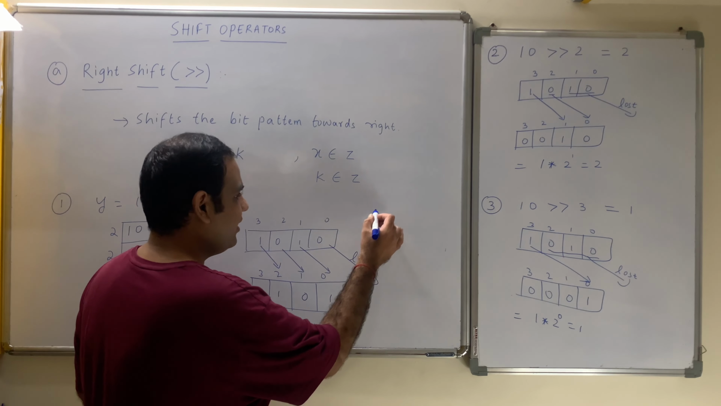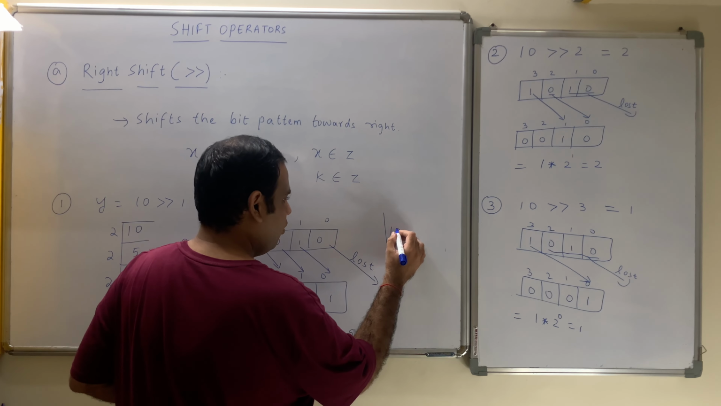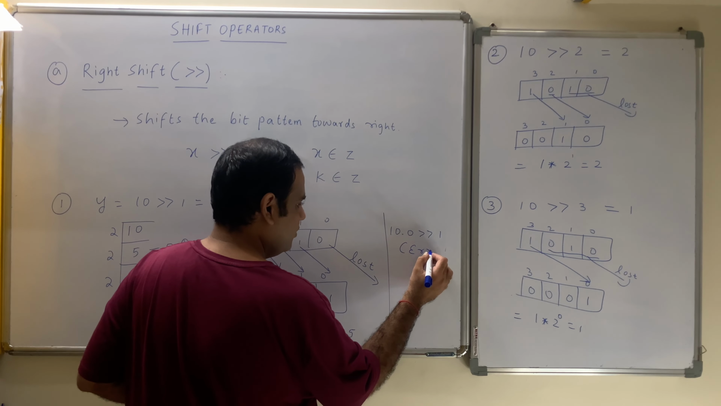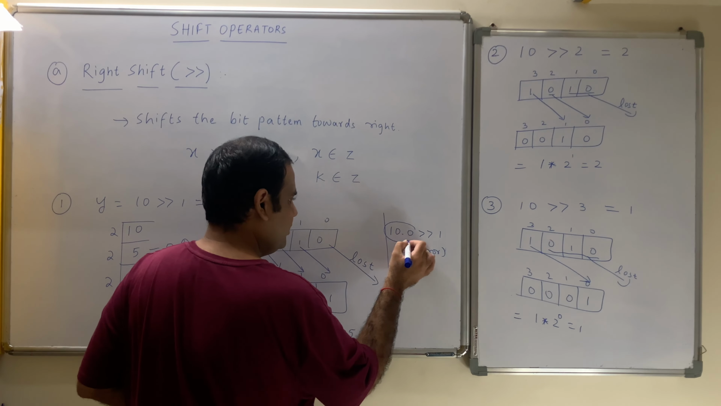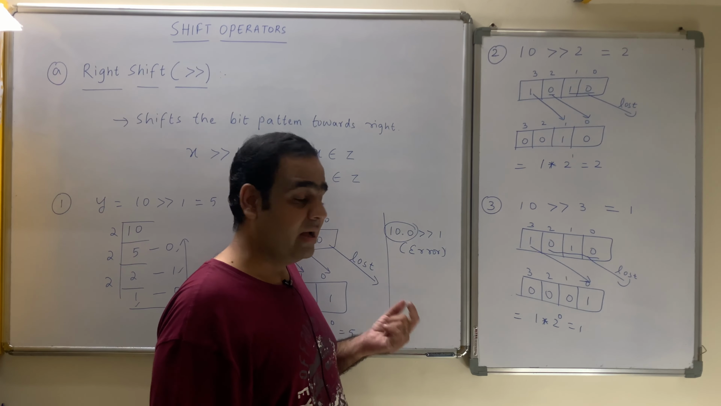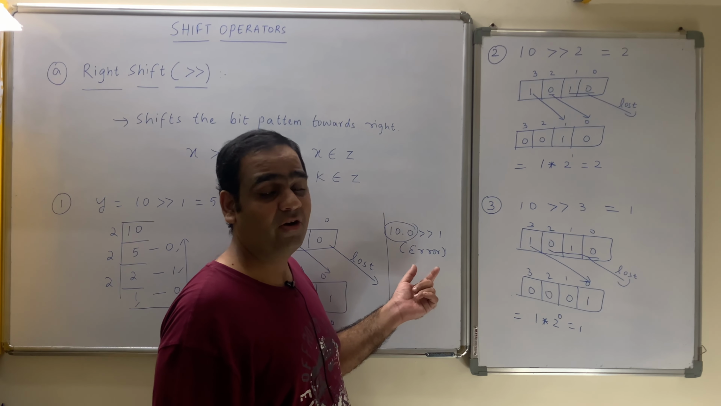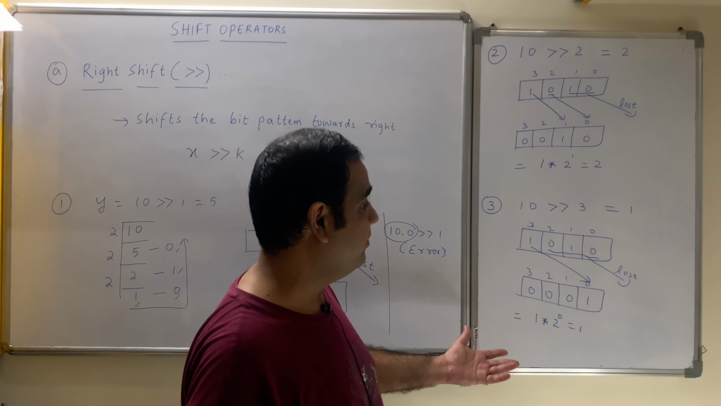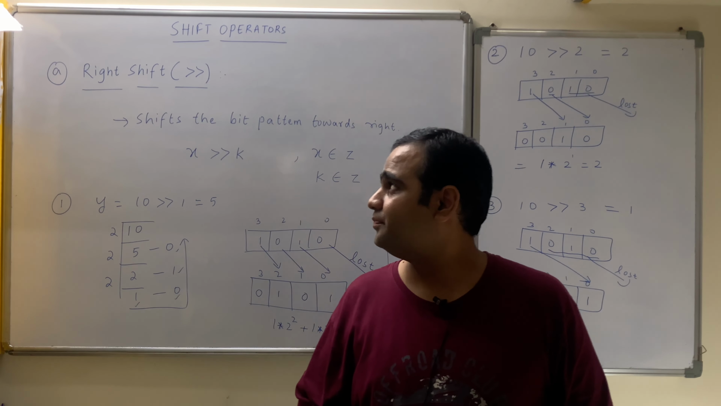But if I write 10.0 right shift 1, it's an error. Why is it an error? Because 10.0 is a real number or a floating point number, and shift operators cannot be applied on real numbers. It can only be applied on integers.